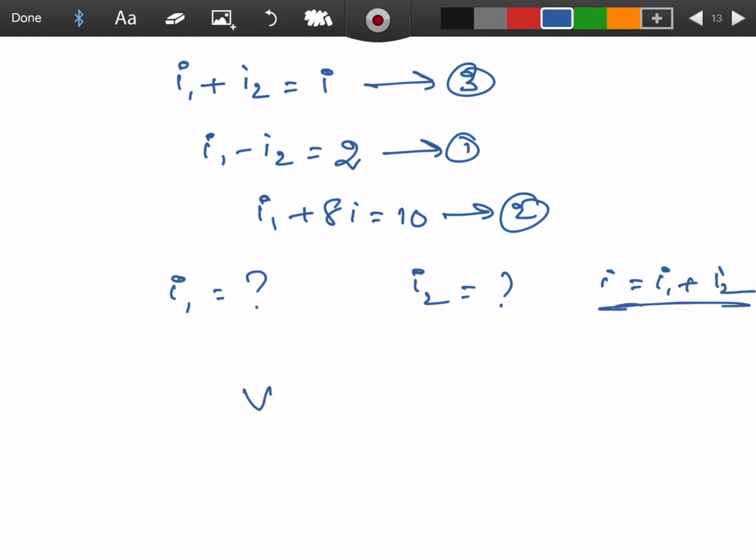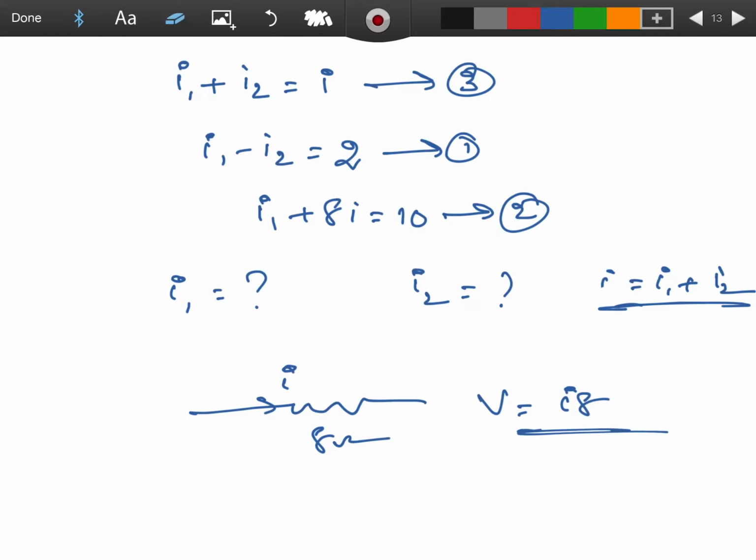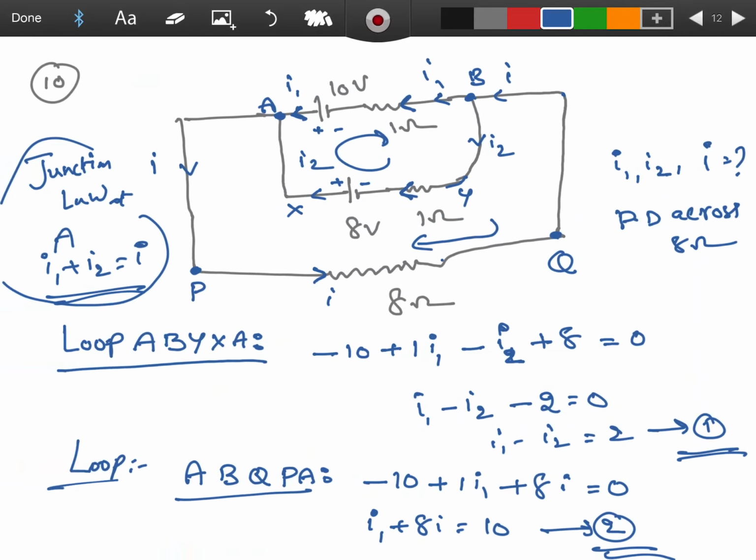And what is the potential difference across 8 ohm? Across 8 ohm in this question, current is I. Then potential difference I into 8, 8I. This I is I1 plus I2, substitute here. I'm not going to solve individually, but this is the way to solve. I don't say this is the only way, you can choose according to you.